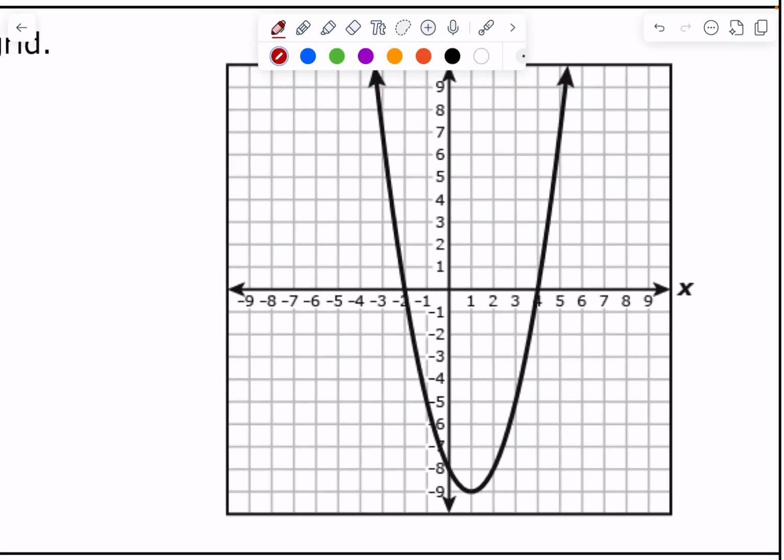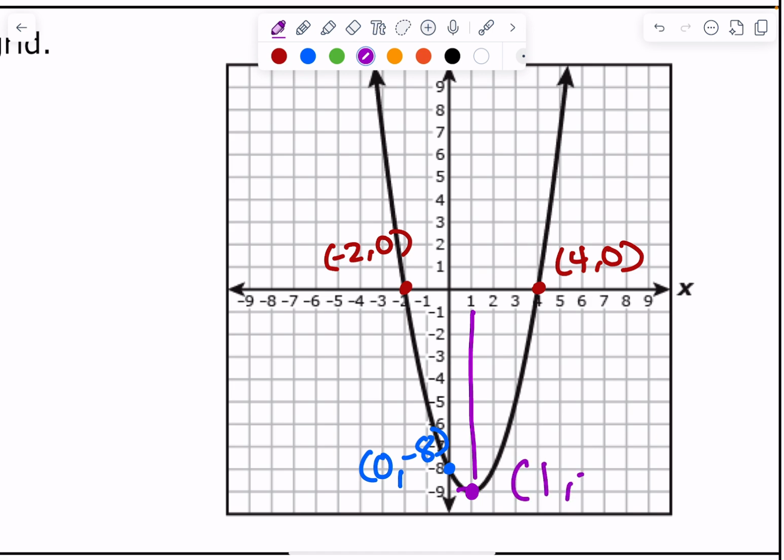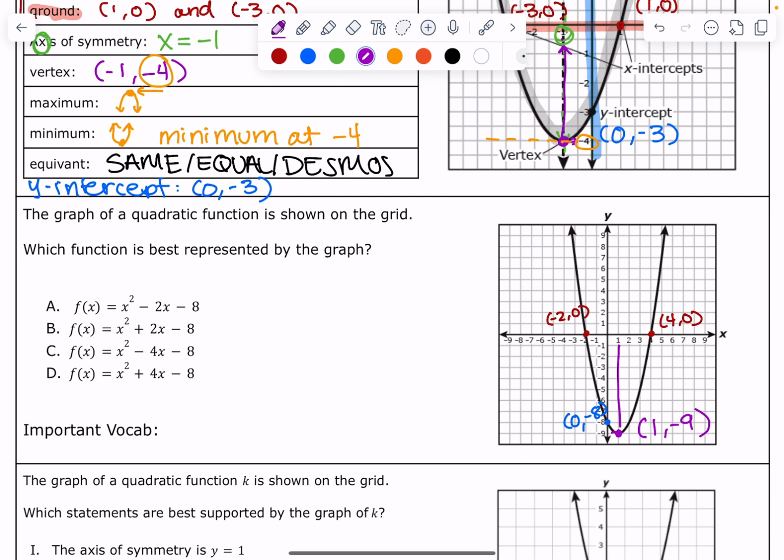Right here I have (-2, 0). Right here I have (4, 0). Right here I have (0, -8). And then my vertex, which is a super important one, (1, -9). When I go to Desmos, I'm going to check every single one of these points. I need to be touching those points. If I'm not, then we're on a bad track.